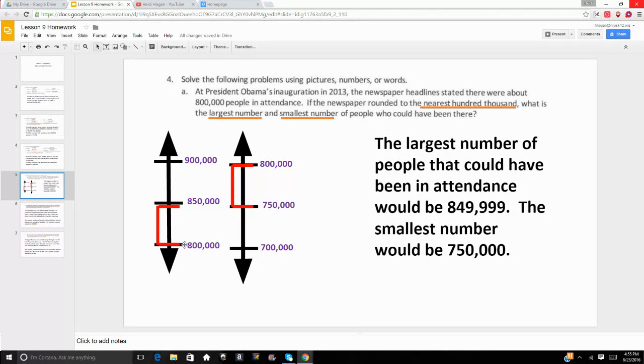And then I went from 800,000 to 900,000, and it has to stay within this area to be rounded down to 800,000. So I said 849,999, because that's right underneath 850,000. So those are the numbers that I came up with. I'd be interested to see if you got the same numbers or not, and what your reasoning is. But those are the numbers that I got.